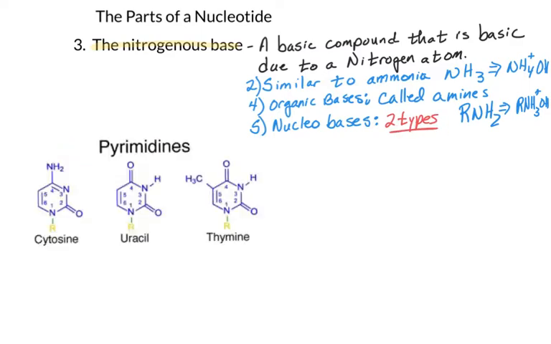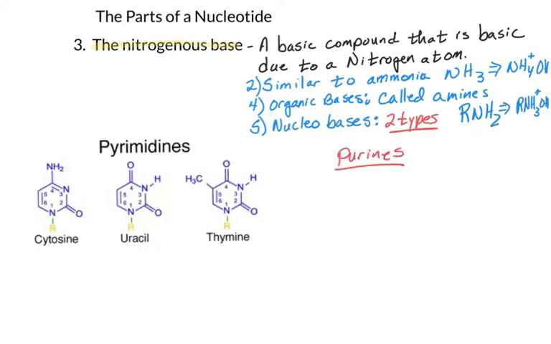The pyrimidines tend to have a 6-membered ring with several nitrogens on them. As you can see in each of these, there are 2 nitrogens in the ring and a C double bond O coming off at least one other position. And in the nucleic acids, there are 3 common pyrimidines. They are cytosine, uracil, and thymine.